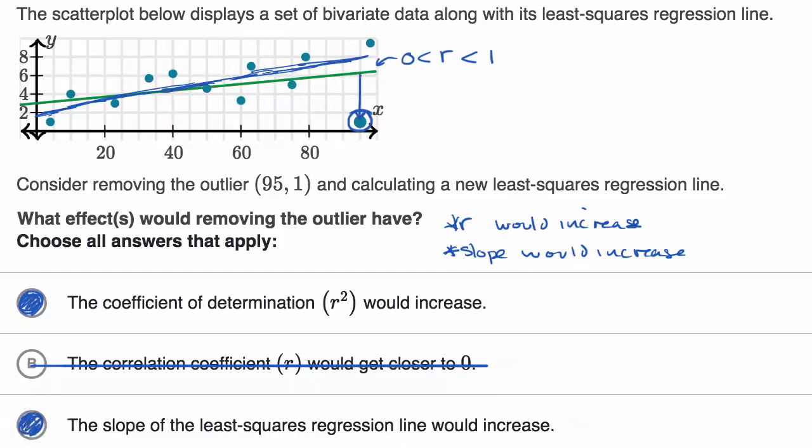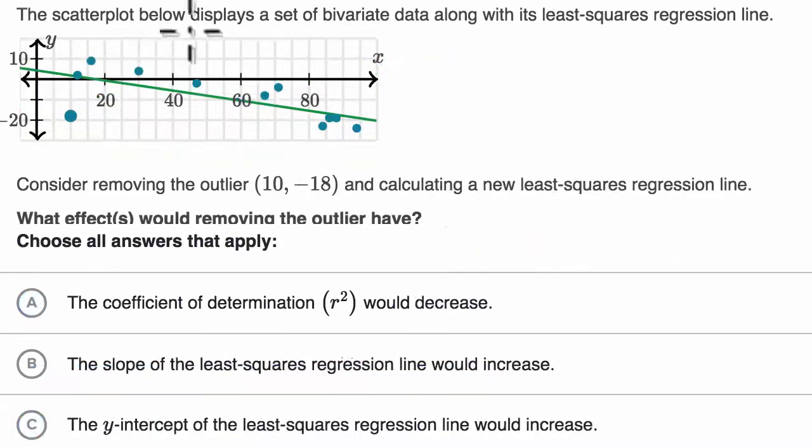Let's do another example. The scatter plot below displays a set of bivariate data along with its least squares regression line. Same idea. Consider removing the outlier (10, -18). So we're talking about that point there. And calculating a new least squares regression line. So what would happen this time?